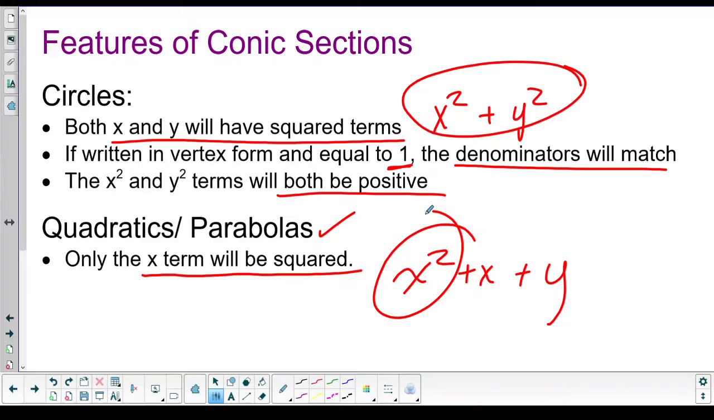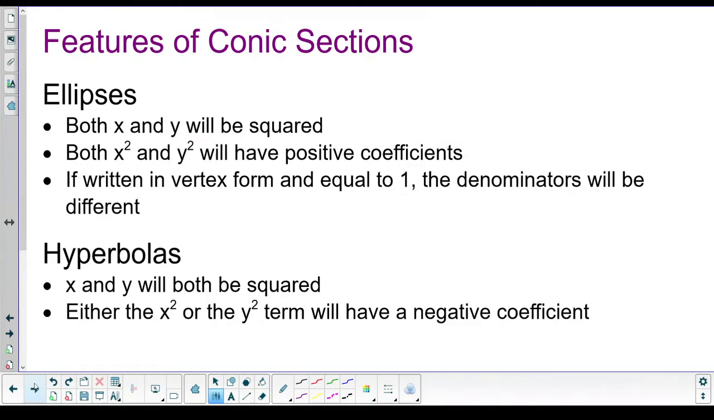All right, let's talk about the two least familiar ones. These are like new people you've got to talk to and be like, all right, so what are you into? Do you like coloring like I do? So let's talk about ellipses. Ellipses, both the x and the y will be squared. The x squared and the y squared will both have positive coefficients. This is what sets them apart from hyperbolas. But so far, this looks a lot like circles. Both of them are squared, both of them are positive.